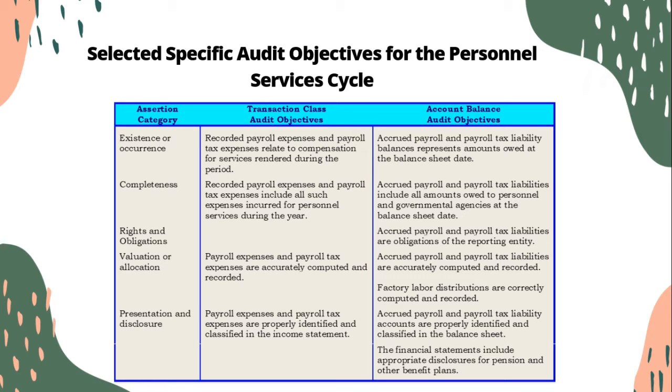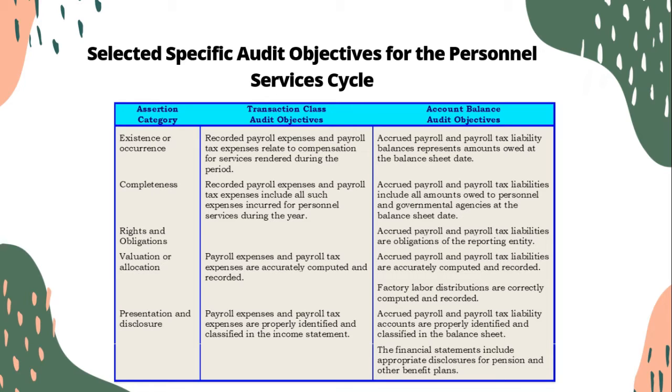The next is the rights and obligations category. There is no transaction class, but in account balance, accrued payroll and payroll tax liabilities are obligations of the reporting entity. Next is the valuation or allocation category. Payroll expense and payroll tax expense are accurately computed and recorded. In account balance, accrued payroll and payroll tax liabilities are accurately computed and recorded. For factory labor, the second is factory labor distribution is correctly computed and recorded.